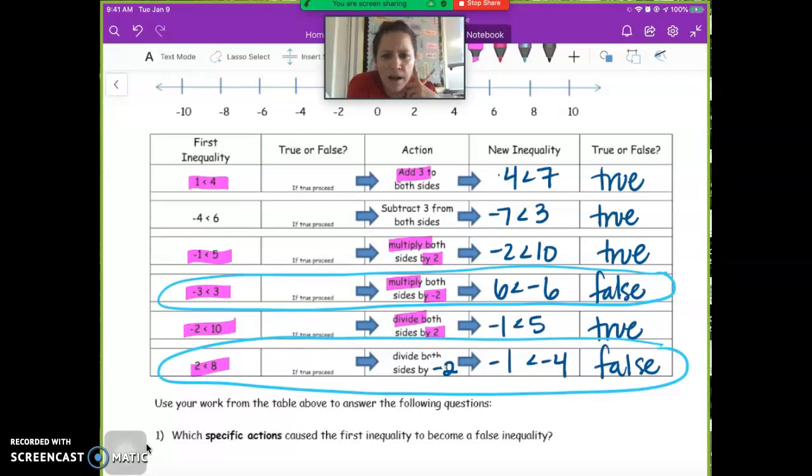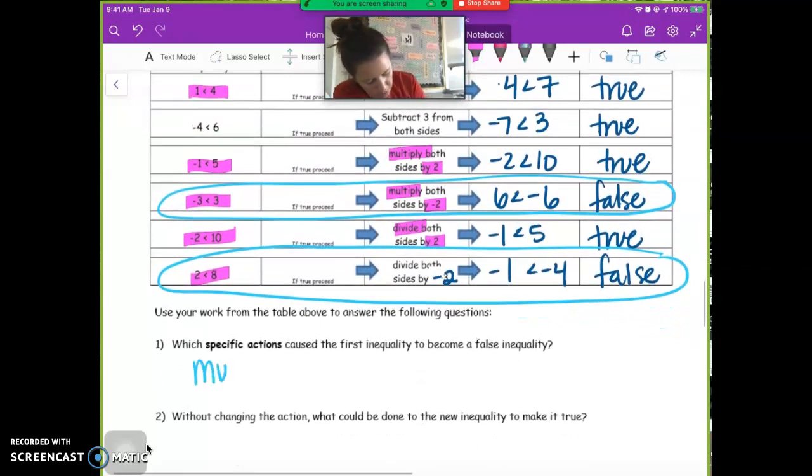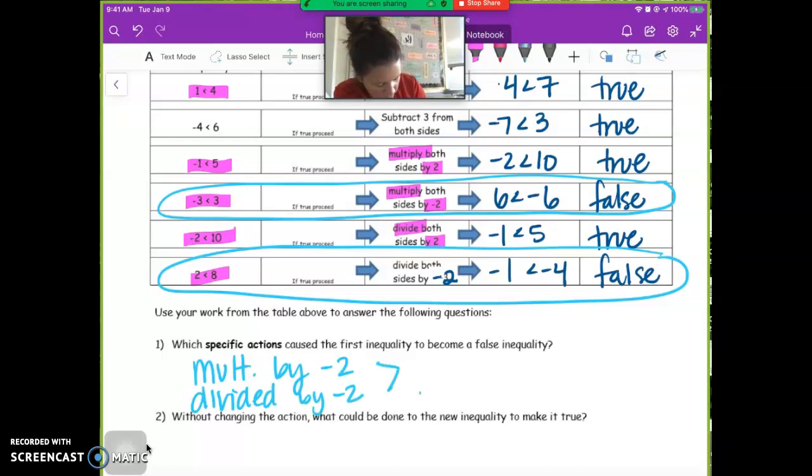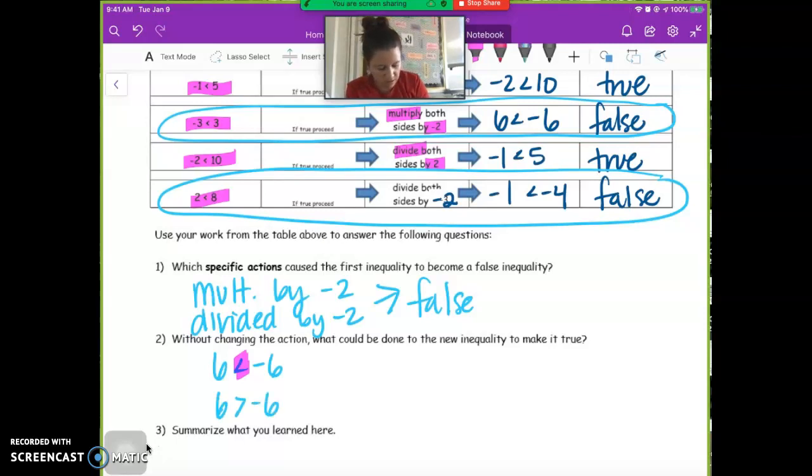Okay, so what about those do they have in common? What specific action when I multiplied by negative 2 and when I divided by negative 2, it ended up being false. Okay. Without changing the action, what could I do to the inequality to make it true? My original one was 6 is less than negative 6. Do you agree if I just flip this sign around, that's a true statement? Is 6 greater than negative 6? Yes.